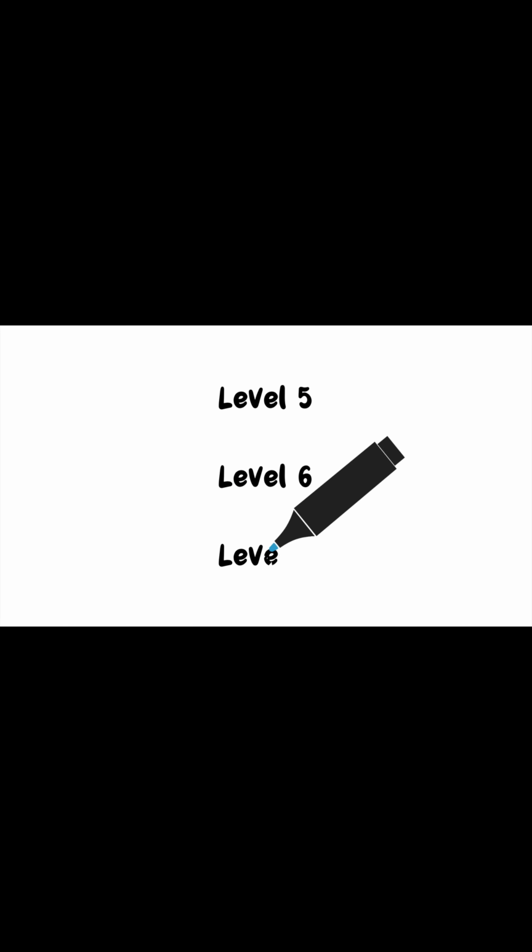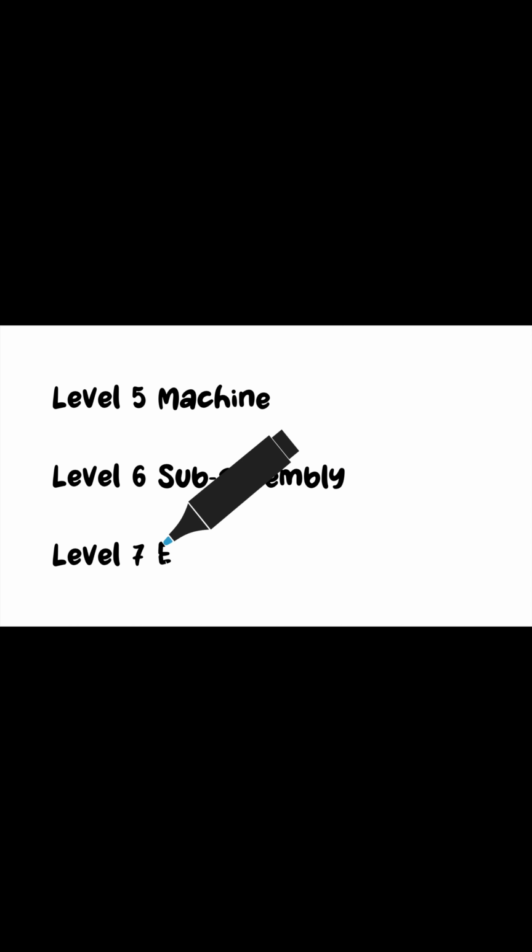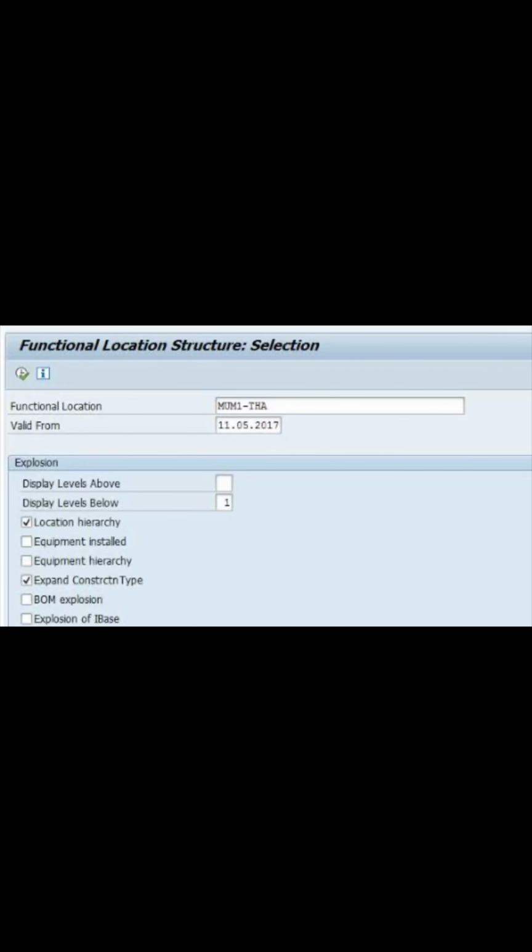Now, in the levels that are displayed for us, we saw that equipment is level 7 in the functional location structure. Okay, so the equipment is known as level 7. So we're going to look at how this is displayed on SAP. Here we have, if you look at this screen, an example. When you enter your transaction, display functional location structure, this is what it looks like.